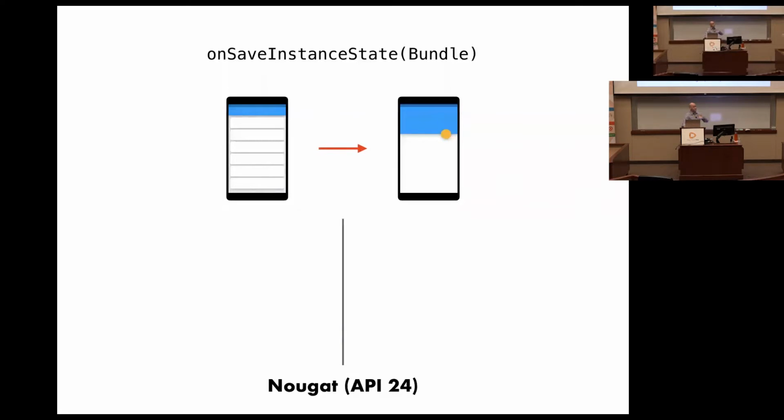You try to navigate from one screen to the next. It seemed like everything was good. As far as you were concerned as a developer, you tested it out. Seemed like it worked fine. After Nougat, you get this hard crash, and it's going to be this TransactionTooLargeException.